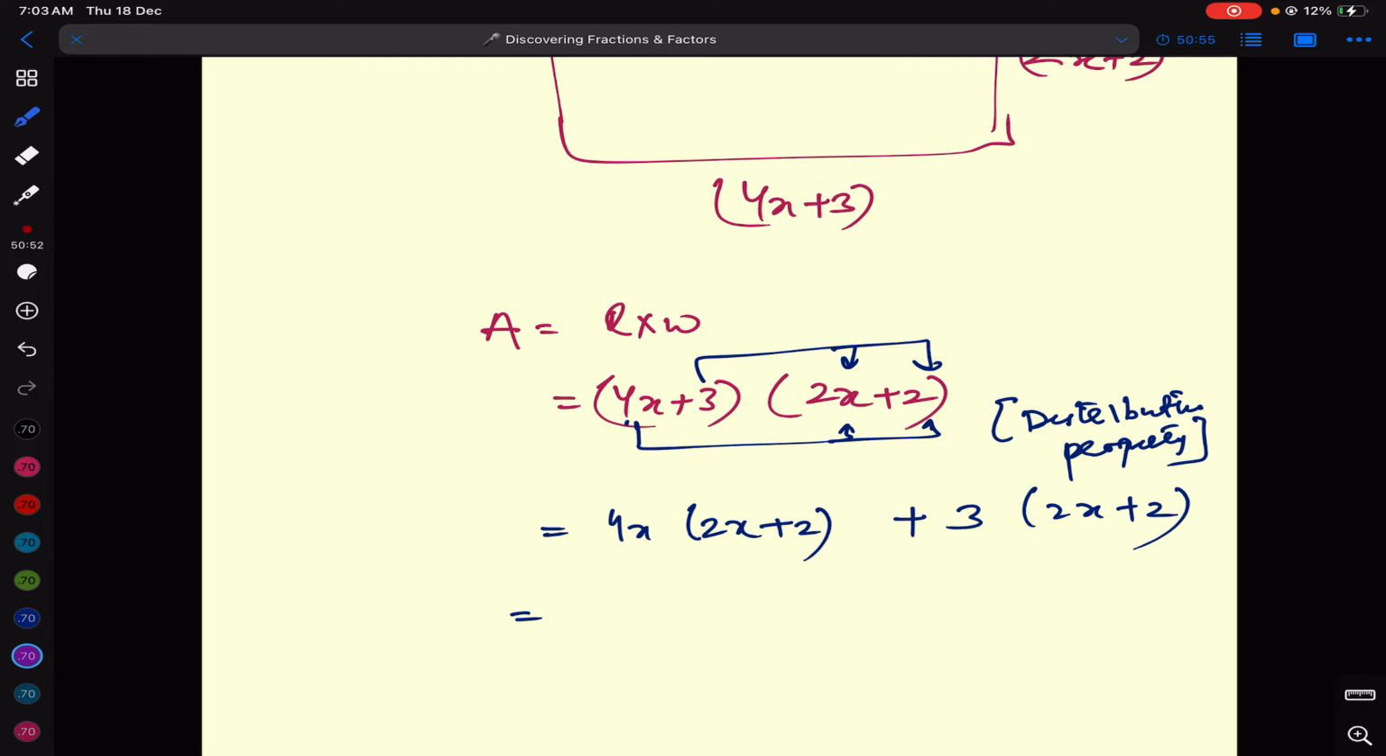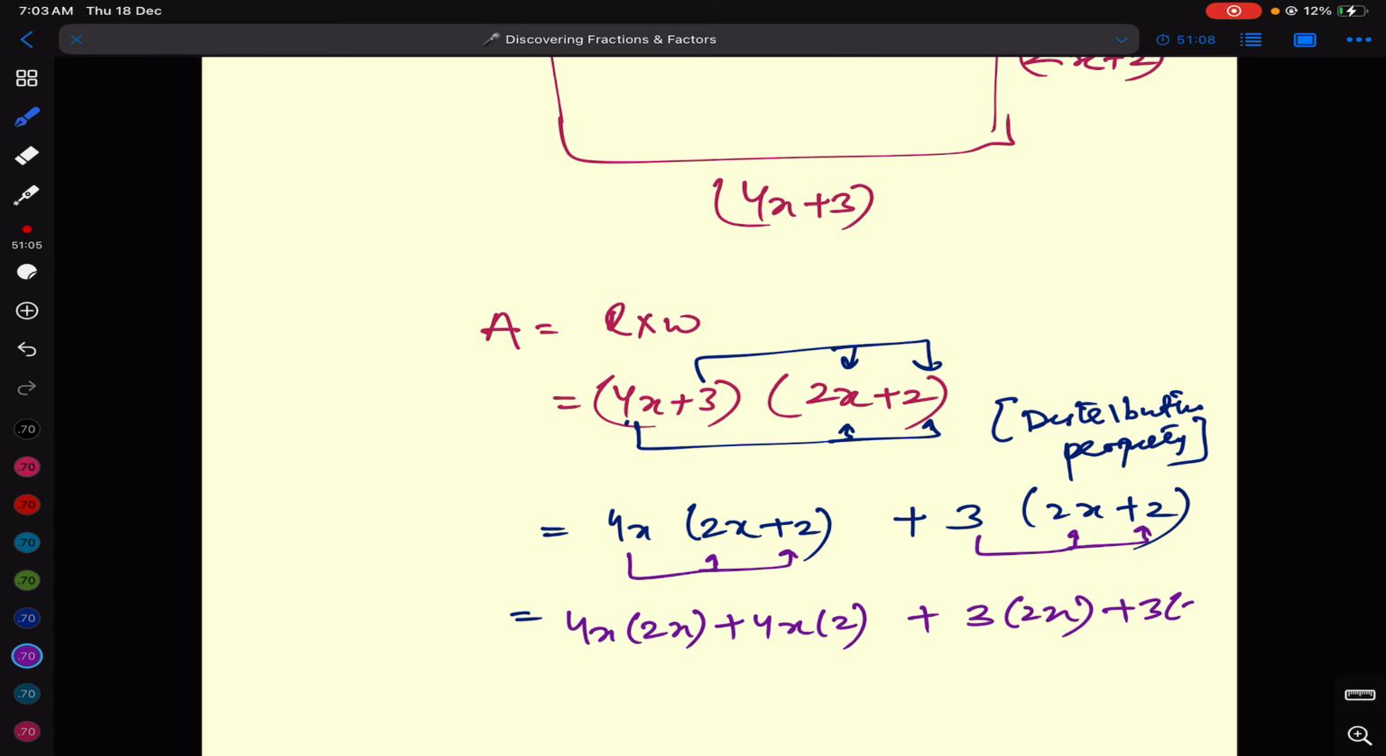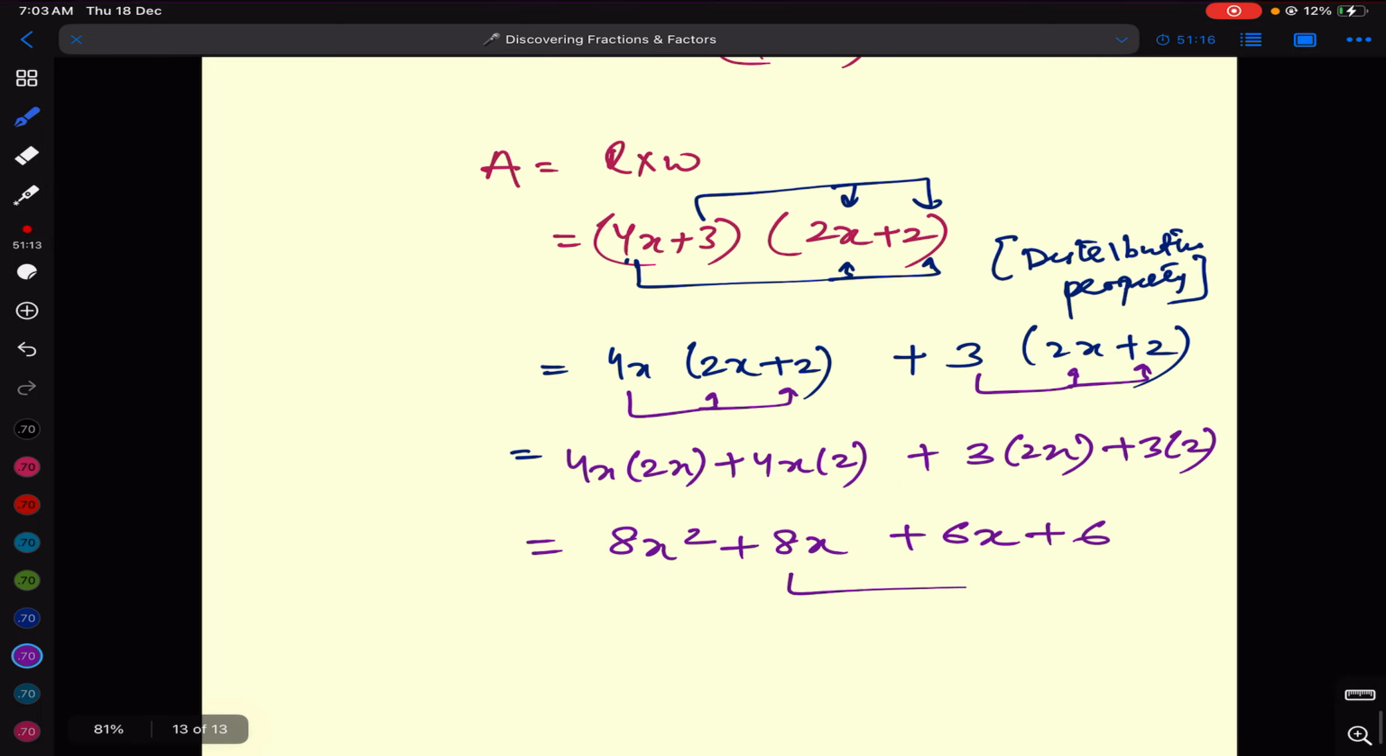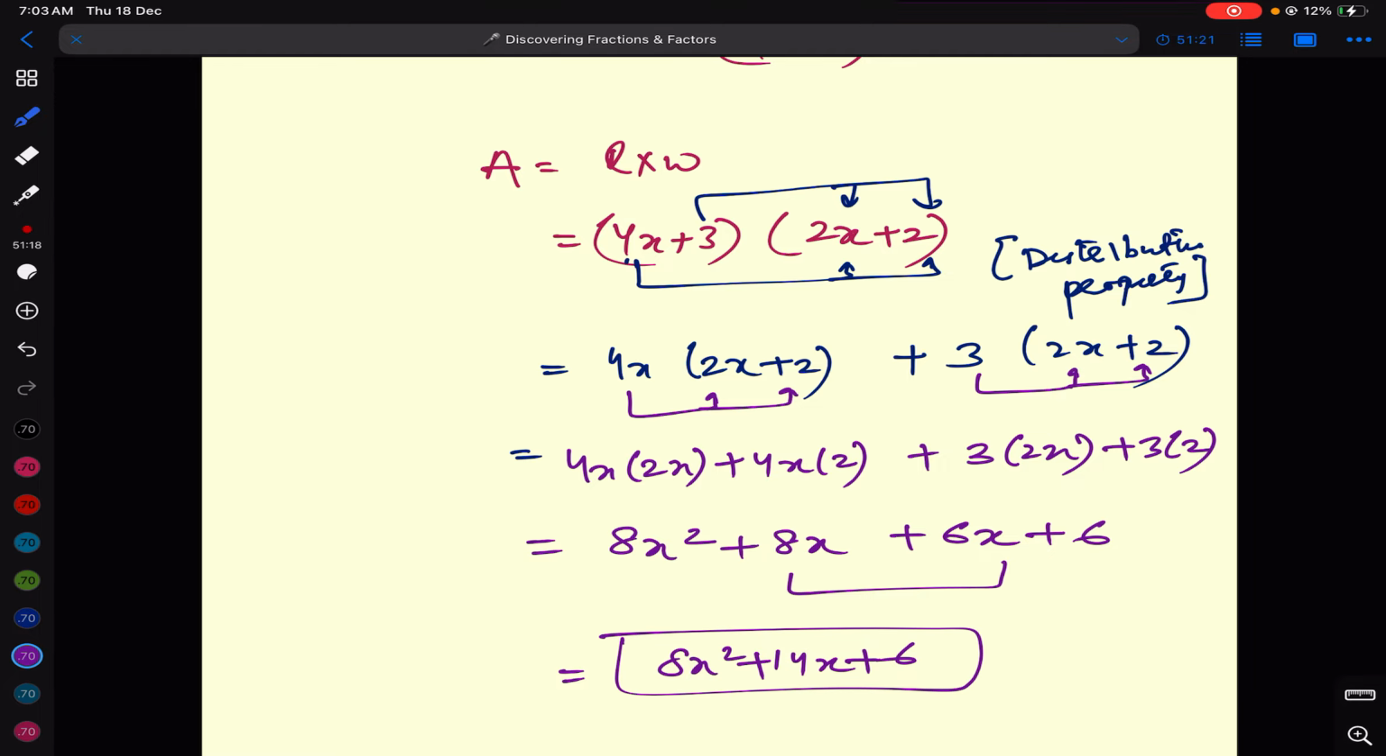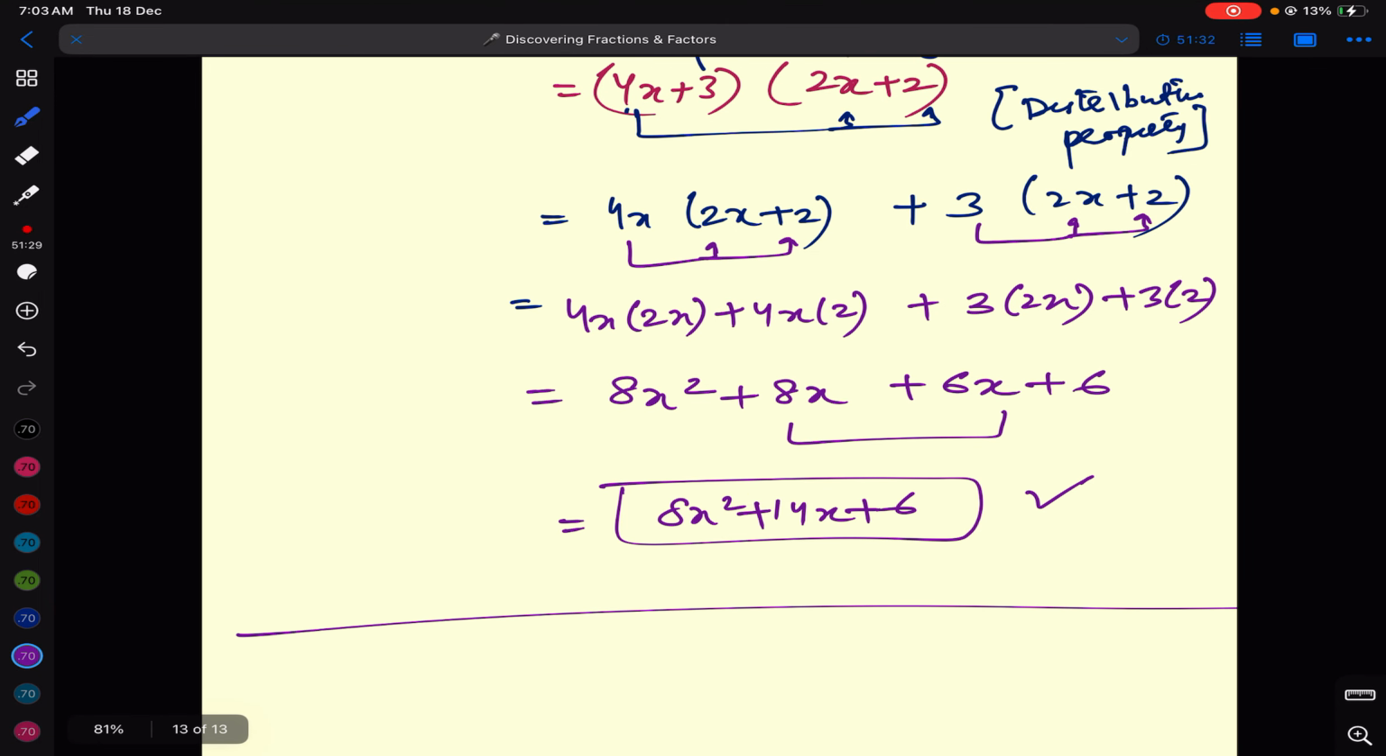Now this is again another distributive application. 4x will be distributed to each of them, so this will be 4x times 2x plus 4x times 2, and similarly 3 will be distributed to each of them, so it will be 3 times 2x plus 3 times 2. So this is 8x square, this is 8x, this is 6x, this is 6. 8x and 6x can be combined, so it will be 8x square plus 14x plus 6. This becomes your product of the given two binomials. Clear? So that's how you multiply.